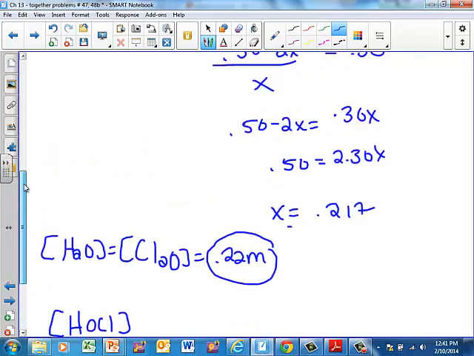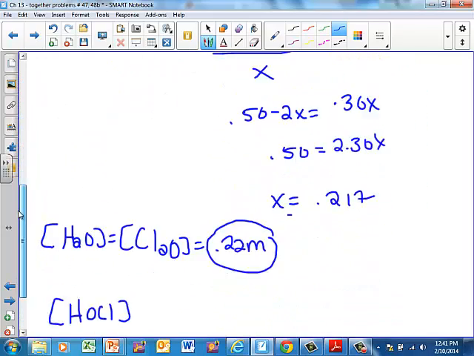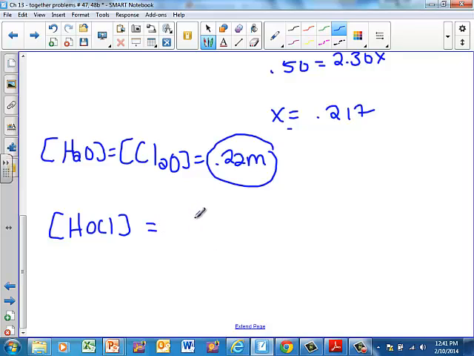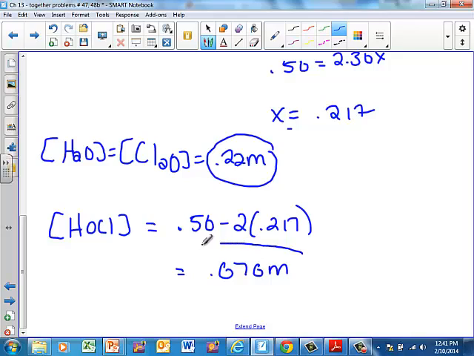And then for our product, we just plug it back into the equilibrium expression, right there. That's going to be 0.50 minus 2x. So if we plug that back in, 0.217, what we should end up with is 0.070 molar. Okay? All right, there you go. I hope that helps. We'll keep asking questions.